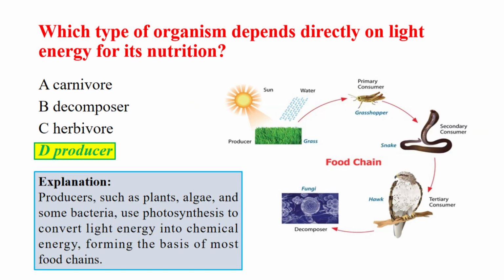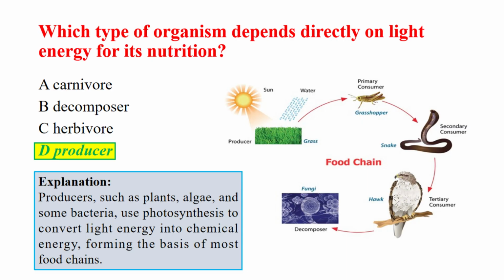The next question states which type of organism depends directly on light energy for its nutrition. Is it A, carnivore? Carnivores are organisms that primarily eat other animals. They don't directly use light energy but instead rely on consuming other organisms for their nutrients. How about B, decomposer? Decomposers break down dead organic matter into simpler substances. While they play a crucial role in nutrient cycling, they don't use light energy directly for their nutrition.